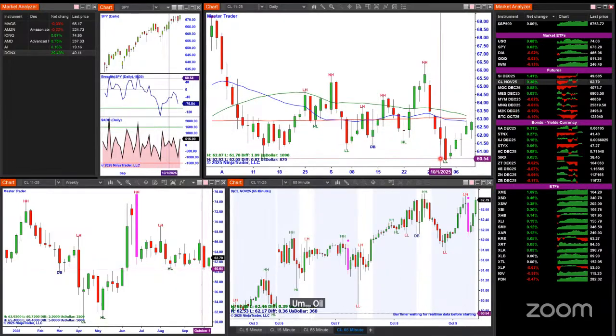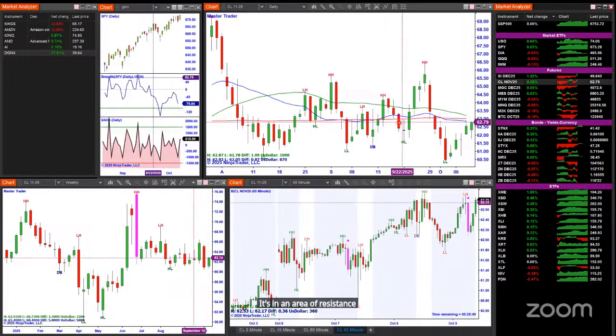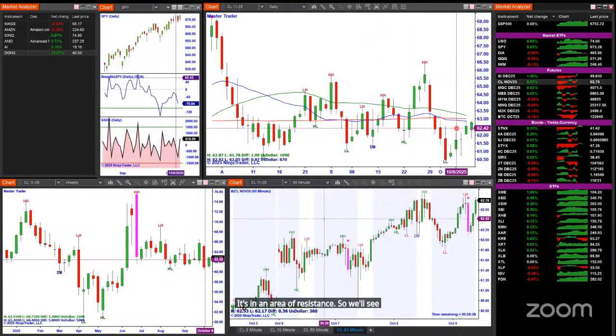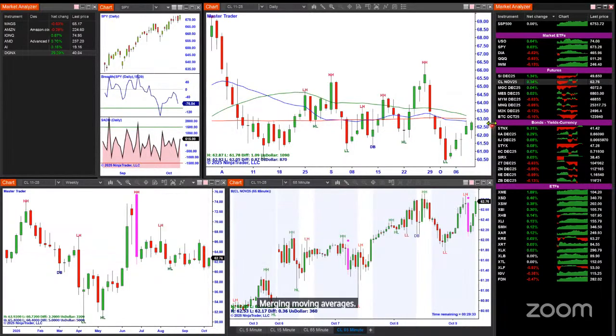Oil, right? It broke down and it's coming back. It's in an area of resistance, so we'll see what it does there. It's under all these converging moving averages.